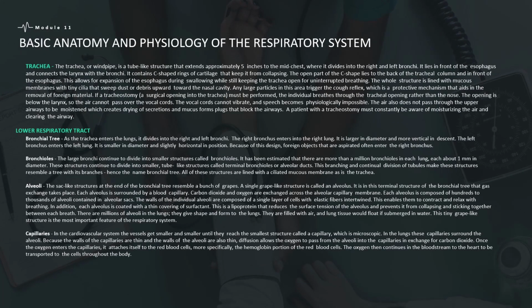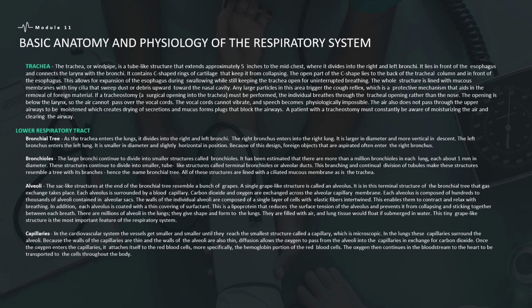Trachea, or windpipe. It's a tube-like structure that extends approximately 5 inches into the mid-chest, where it divides into the right and left bronchi. It lies in front of the esophagus and connects the larynx with the bronchi. It contains C-shaped rings of cartilage that keep it from collapsing. The open part of the C-shape lies to the back of the tracheal column and in front of the esophagus. This allows for expansion of the esophagus during swallowing, while still keeping the trachea open for uninterrupted breathing.